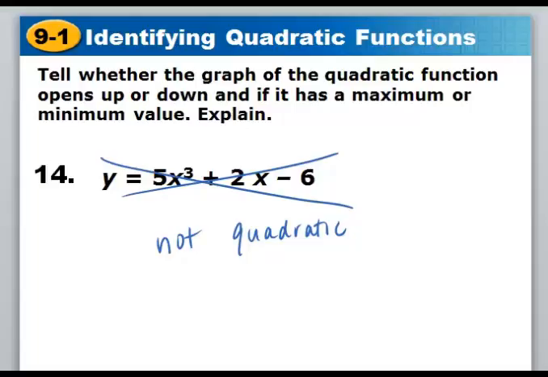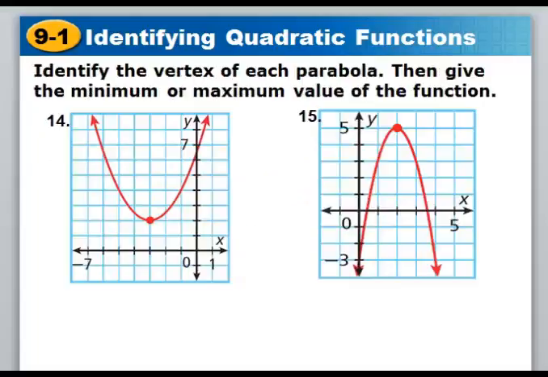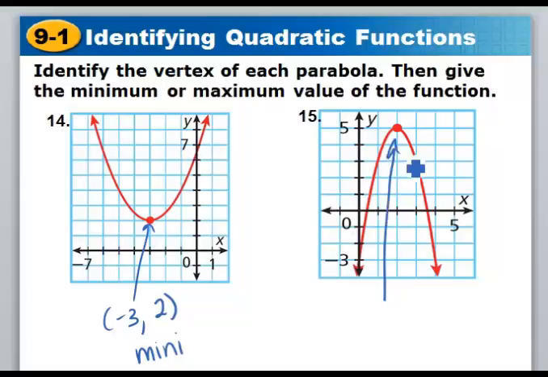Okay, what we're going to do next is identify the vertex and then say whether it's a max or min. So the vertex is always the lowest point here. If you look at this point right here, we have (-3, 2). That would happen to be a minimum. Here we have (2, 5). That's the vertex. And this one happens to be a maximum.